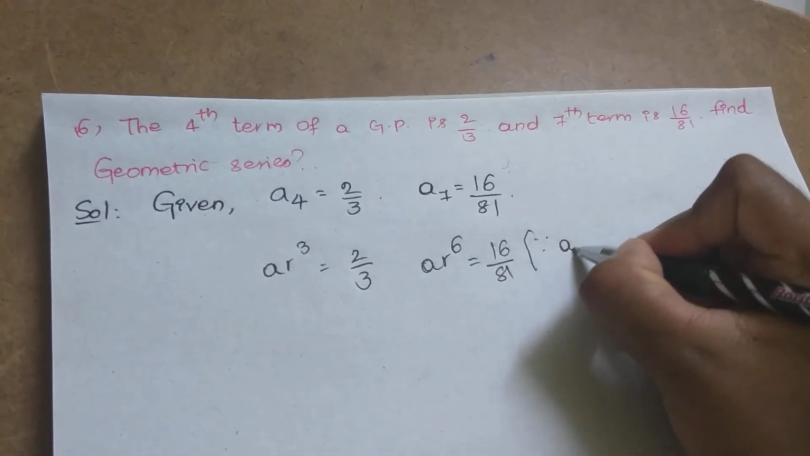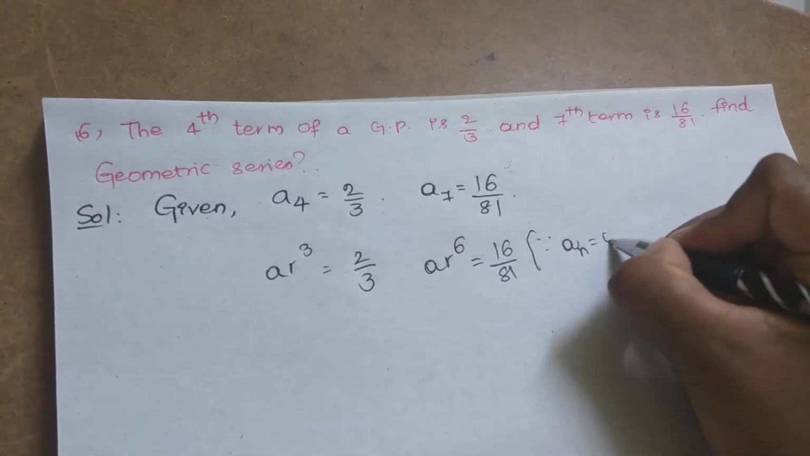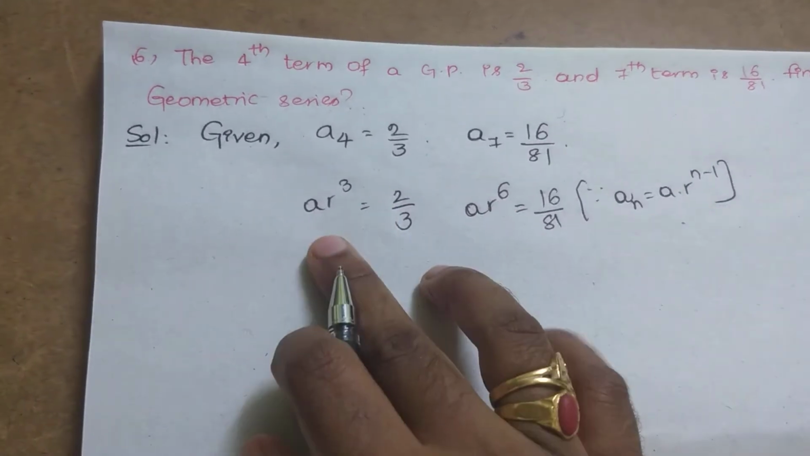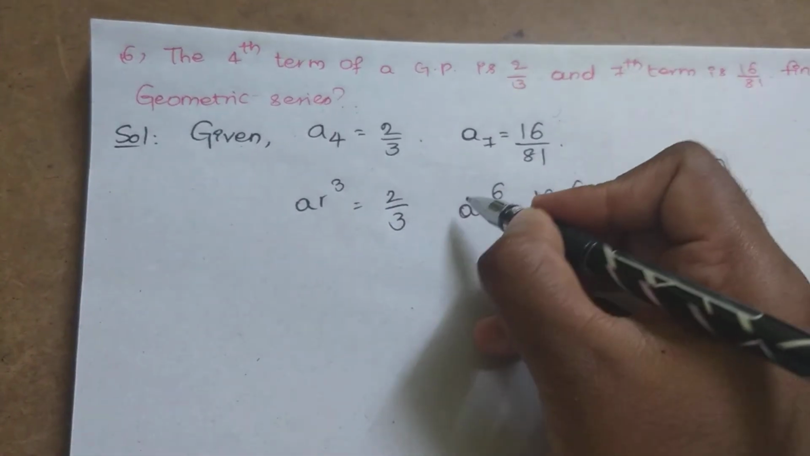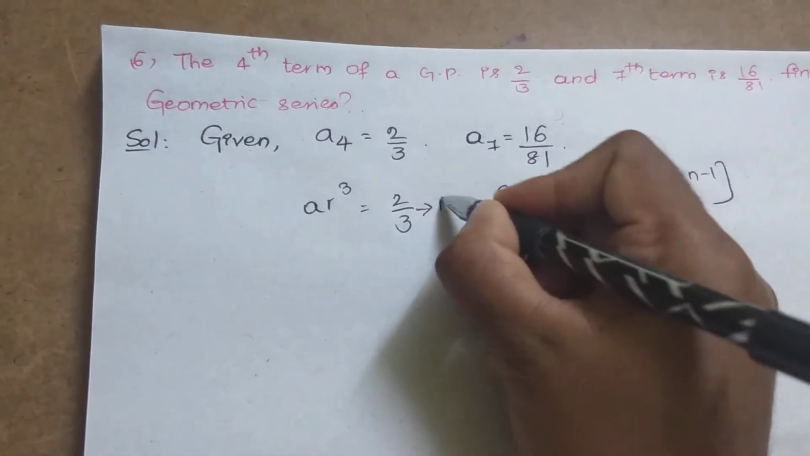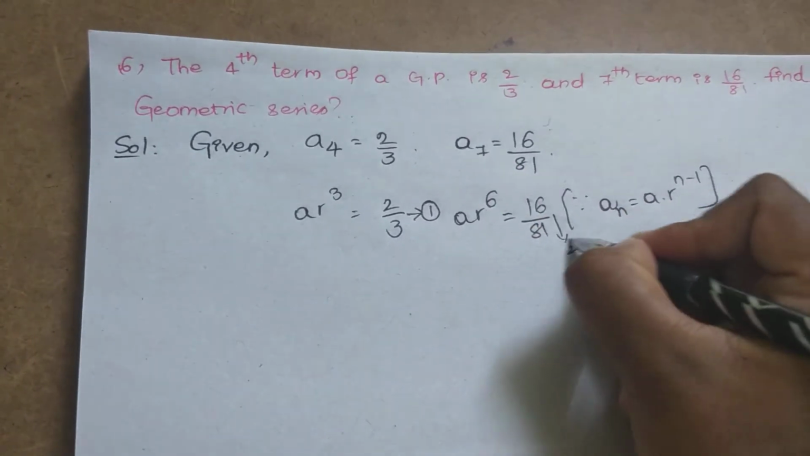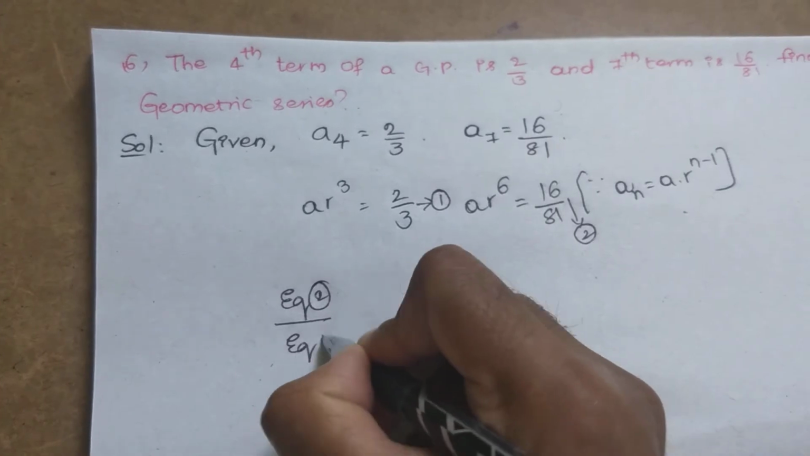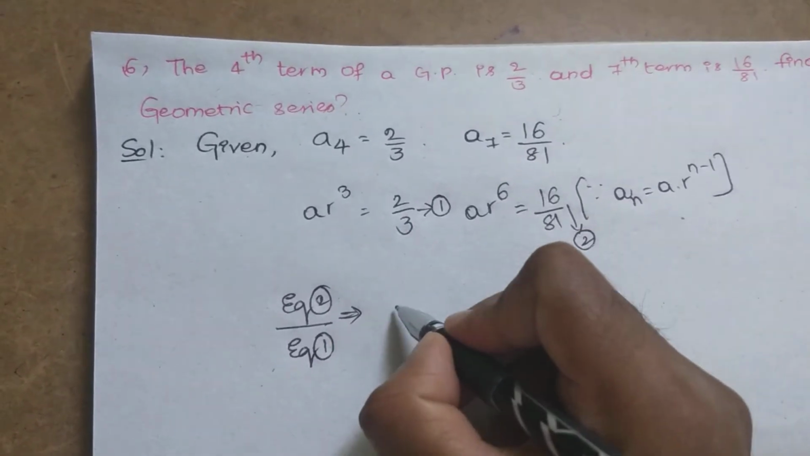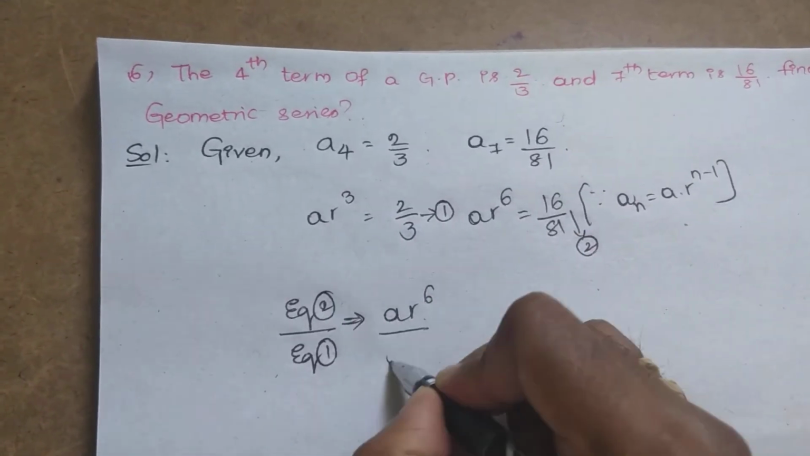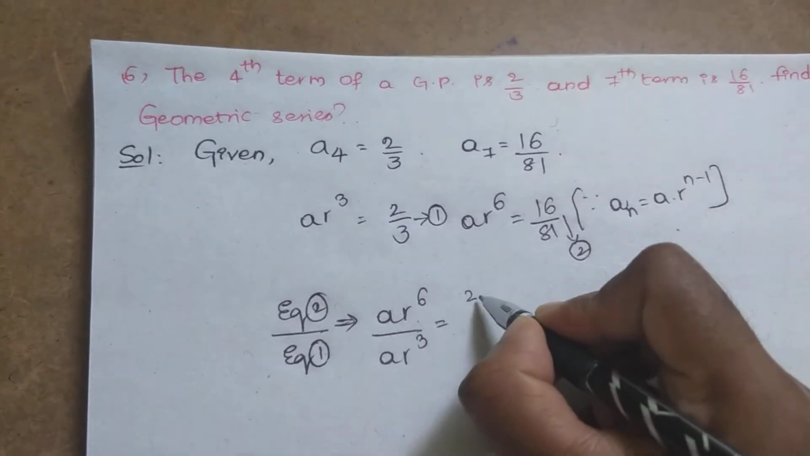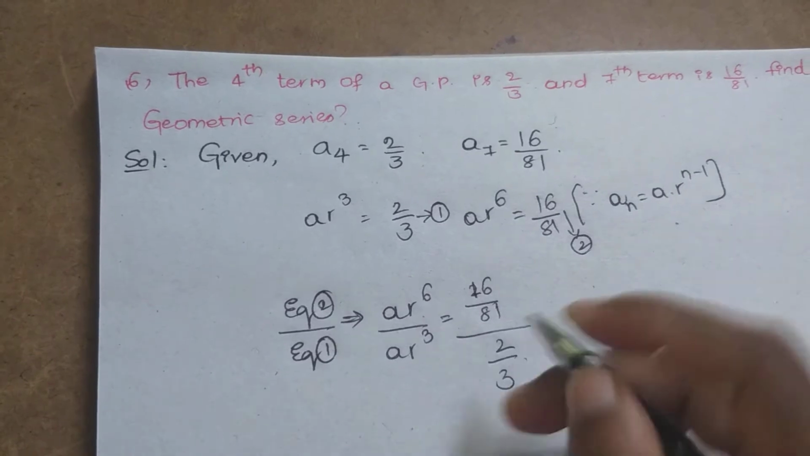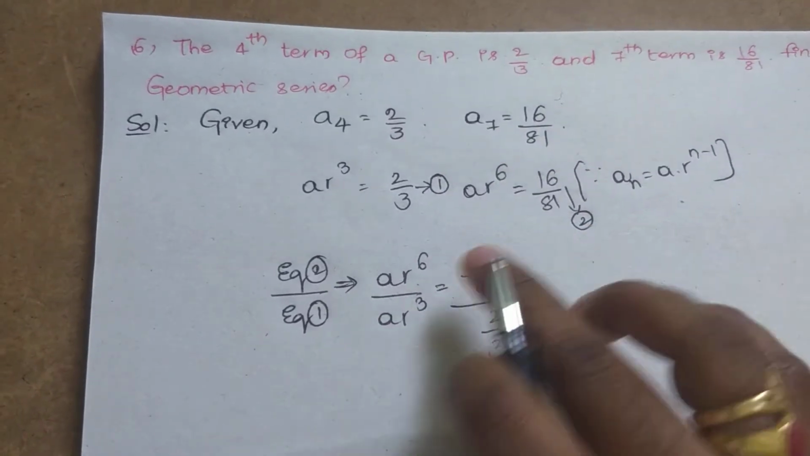Since the formula is an equals a into r power n minus 1, based on this formula I have written these two values. Clear? I will put this as equation 1 and this as equation 2. Let's do, in the next step, equation 2 by equation 1. What do we get? We get ar power 6 by ar cube equals 16 by 81 by 2 by 3.